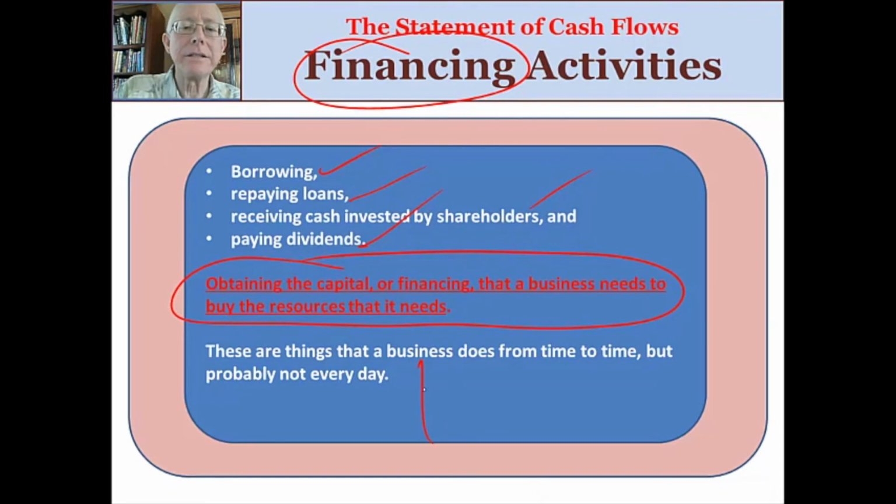Again, this is not something that a business does every day. What does a business do every day? It does operations, sells stuff, collects cash from customers, buys inventory, pays the employees. Those are the operating activities. Financing, you do those from time to time. You get the cash that you need to buy the resources that you need, and then you have to pay the people who gave you the cash. You've got to repay those loans. You've got to pay dividends. Those are financing activities.